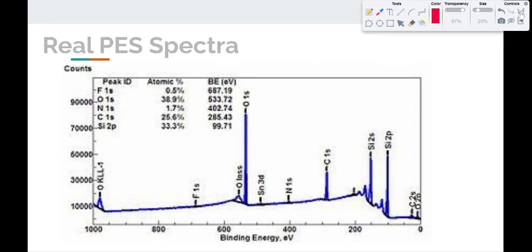Just for fun, I thought I'd throw in a real PES spectra here. Obviously, this is quite a bit messier than the ones that we were looking at, which are kind of sanitized a little bit. But smart people who know what they're doing can make sense of this. And you can definitely see that there are some spikes there. You just need to have a little bit of detailed technical knowledge to know how to interpret them.